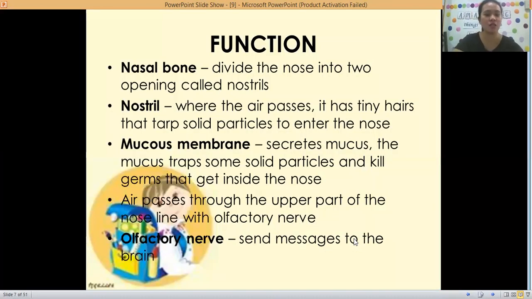Okay, now let's go to the nose. Nasal bone divides the nose into two openings called your nostrils. Nostrils are where the air passes, and they have tiny hairs that trap solid particles from entering the nose. The mucous membrane secretes mucus, and the mucus traps some solid particles and kills germs that get inside your nose. And the air passes through the upper part of the nose lined with the olfactory nerve. And the olfactory nerve sends messages to the brain.